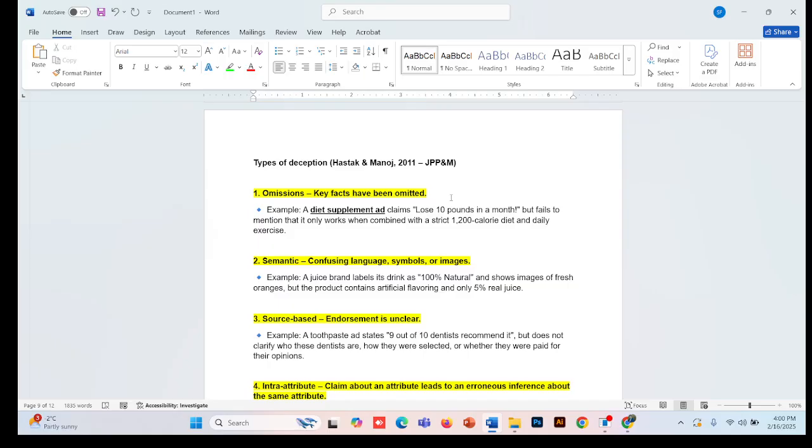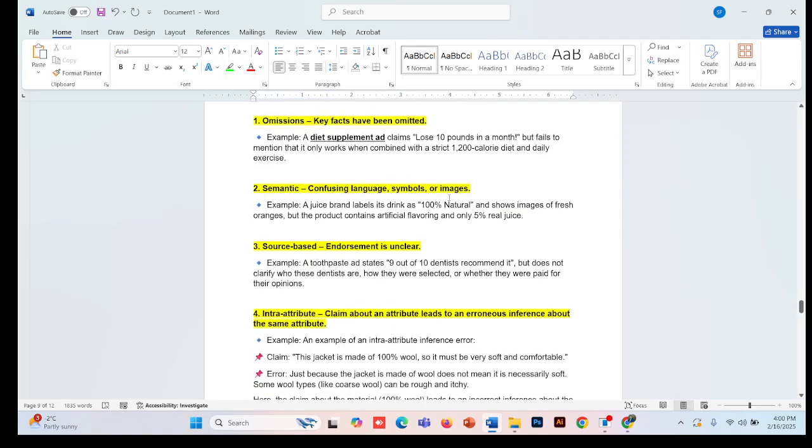So third one is source base or endorsement is unclear. Here the advertisers use some influencers or any endorser. They promote the brand, but the authority of their endorsement is unclear or not relevant to the product.